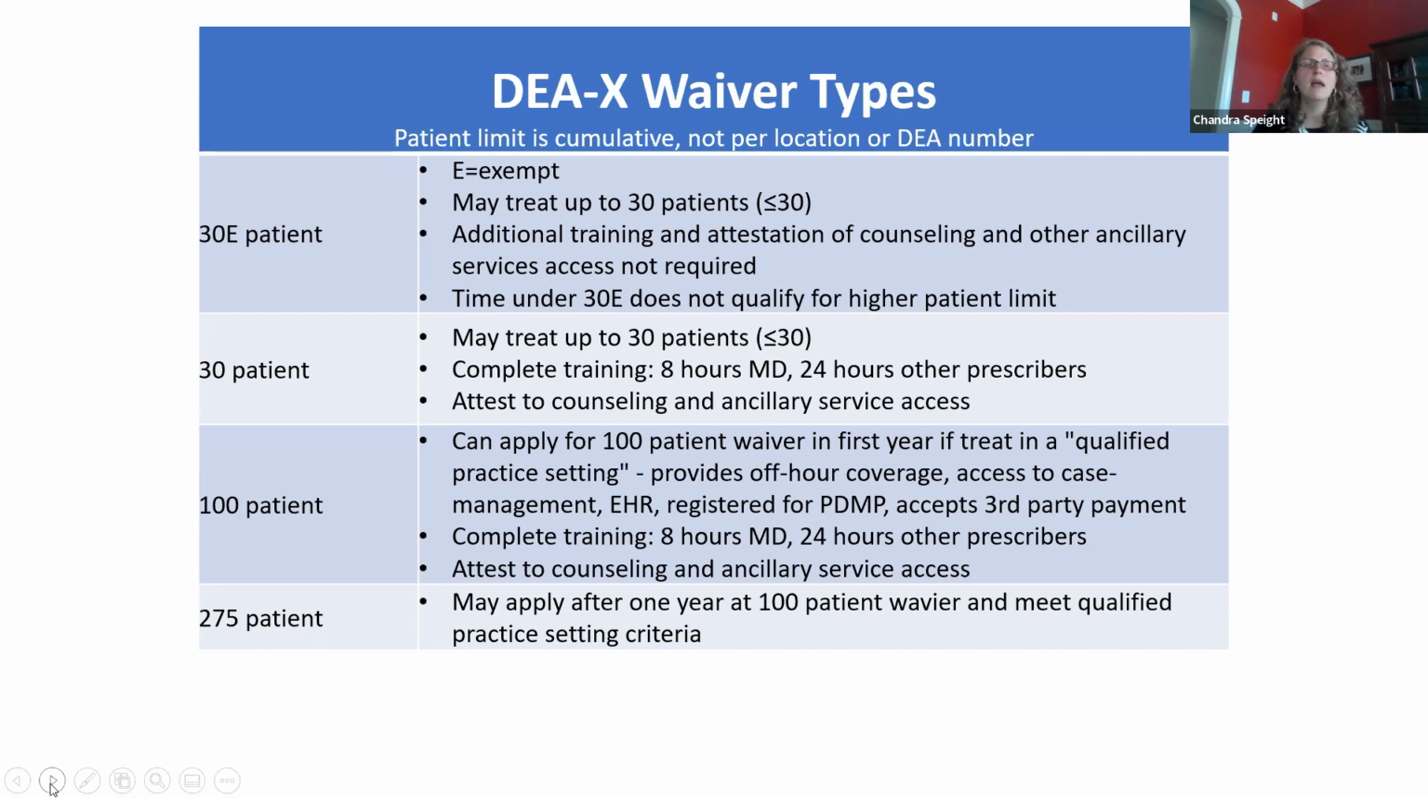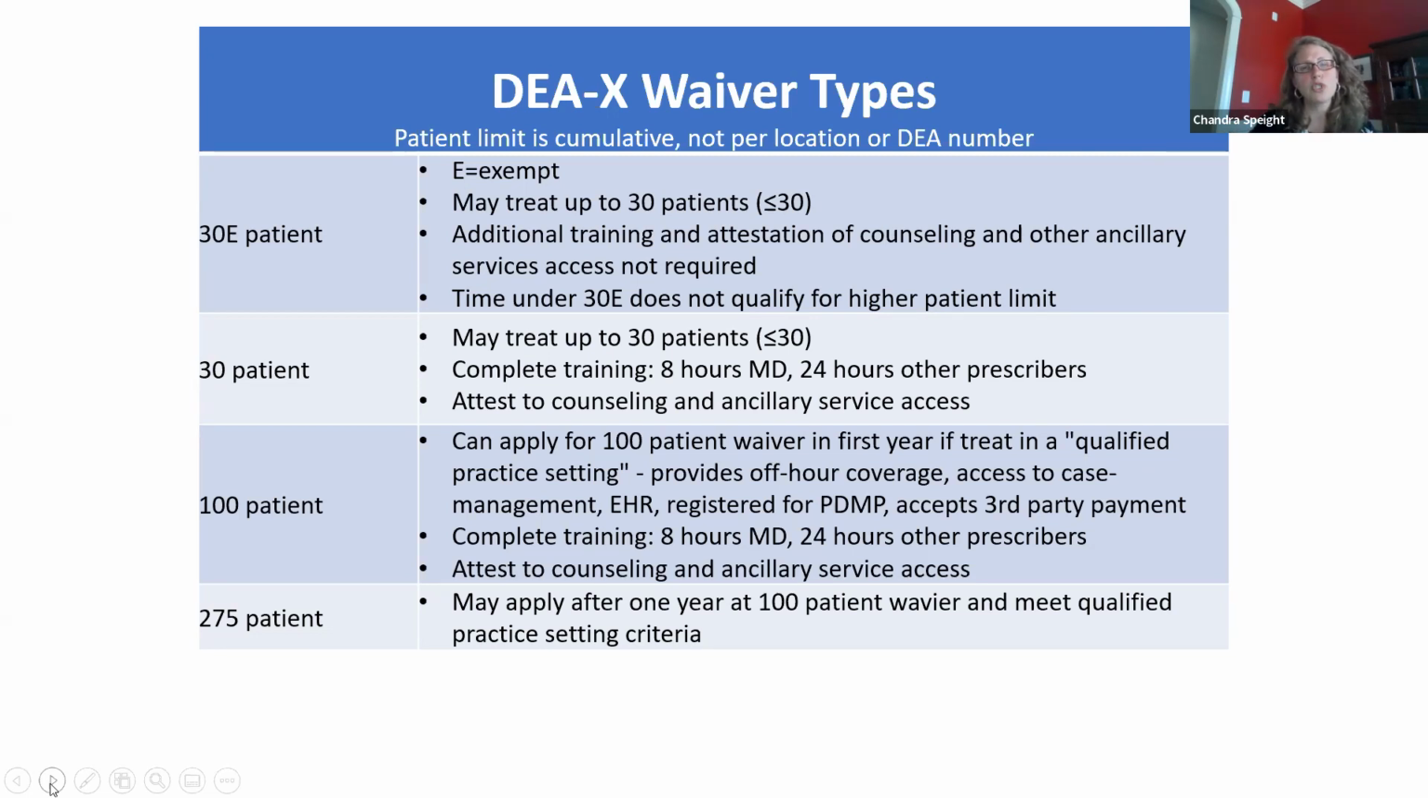So that's the 30E. Then there's the 30 patient waiver, and I should add that there are some differences for a physician who's board certified in addiction medicine. That's not my audience here. I'm thinking more of folks who are working in primary care settings. So for the 30 patient waiver, you have to complete the training and attest to counseling and other ancillary services. Okay, now out the door, you can apply for a 100 patient waiver in your first year out. It used to be that you had to work in this 30 patient waiver and then you could apply, but now you can apply for a 100 patient waiver from the get-go, as we say here in the South.